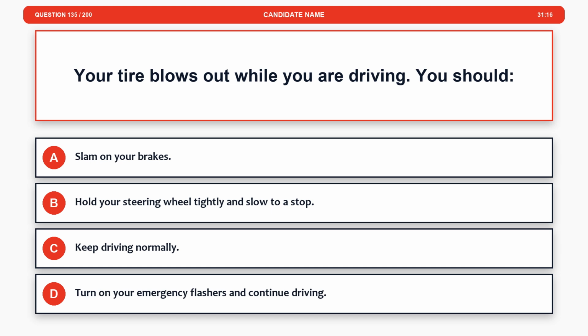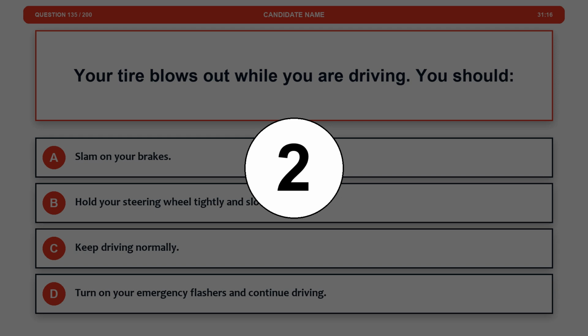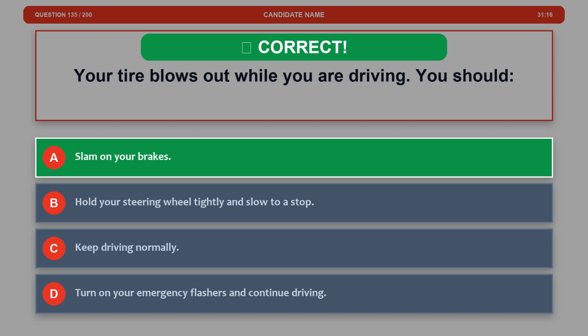Question 135. Your tire blows out while you are driving. You should: Option A, slam on your brakes. Option B, hold your steering wheel tightly and slow to a stop. Option C, keep driving normally. Option D, turn on your emergency flashers and continue driving. The correct answer is option A, slam on your brakes.